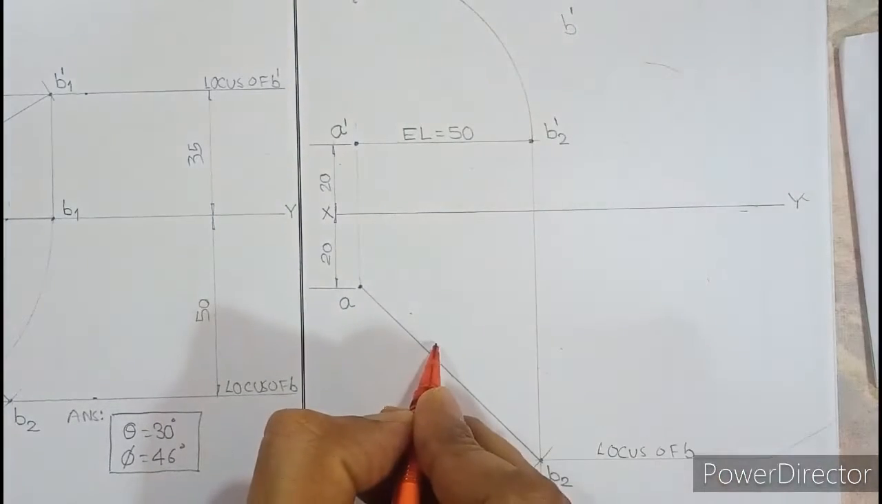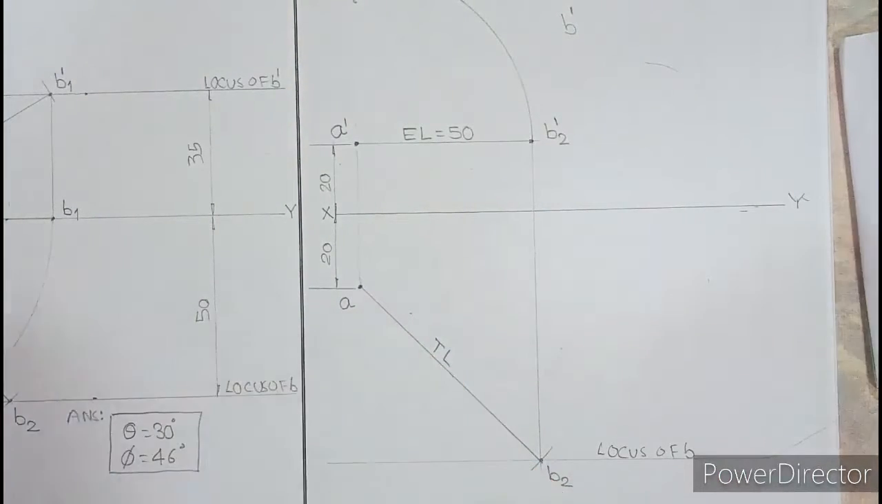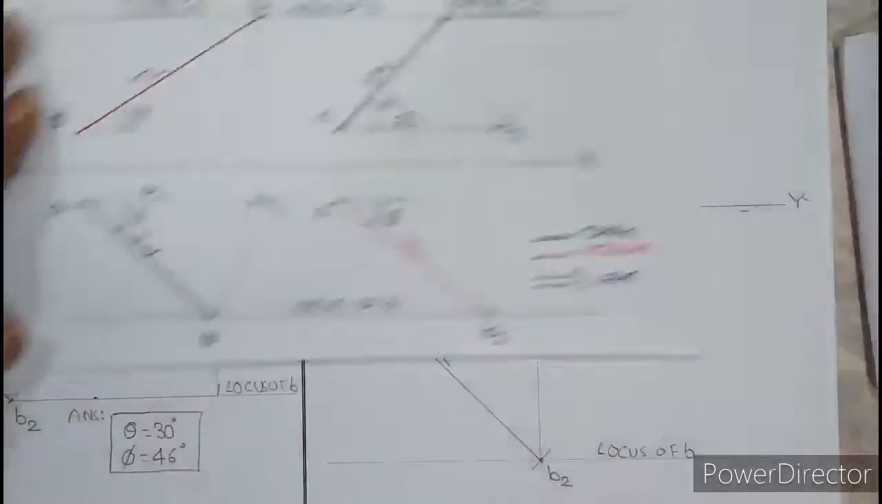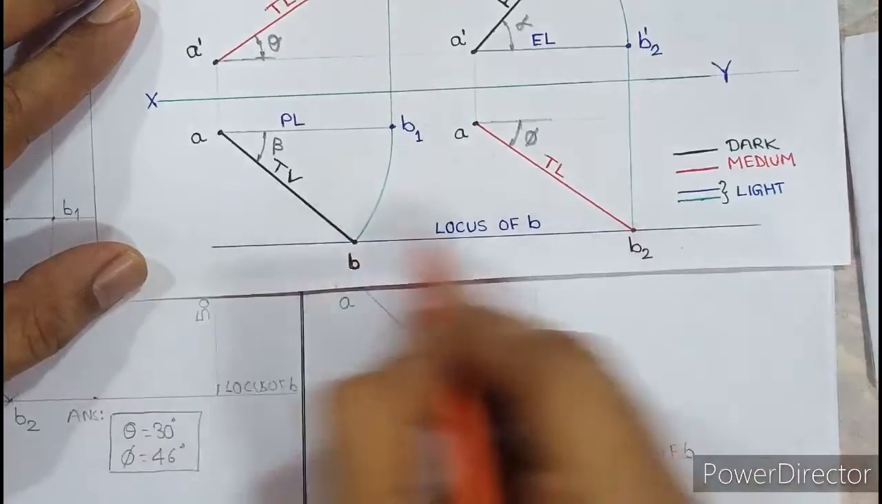So right above the line, TL. Okay, so what next? So again, refer to the tool. On the locus of B, 2 points should lie, B2 and B.